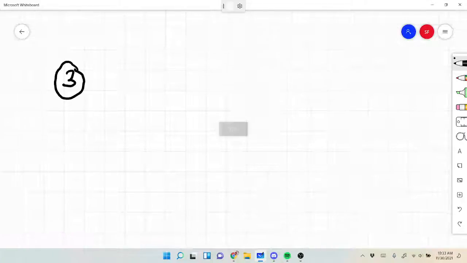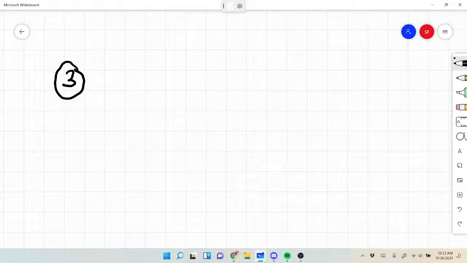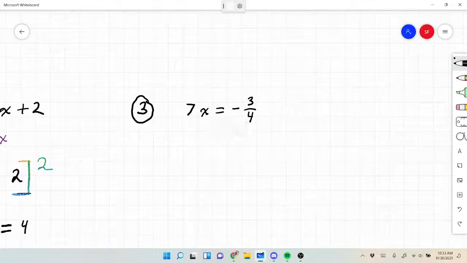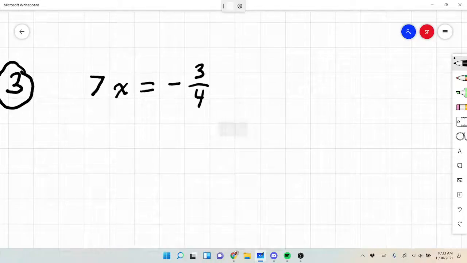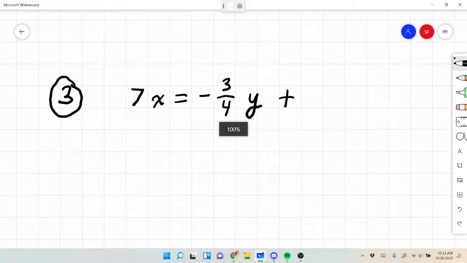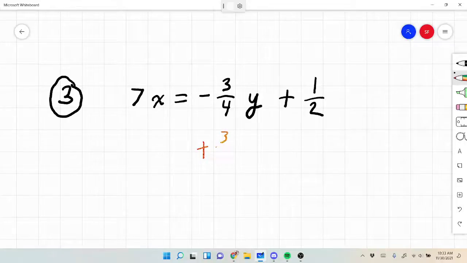Okay. So let's do 7x equals negative 3/4 y plus 1/2. So what should we do? Add 3/4 y on both sides. That sounds like a great idea. Going to add 3/4 y to both sides as the first step.